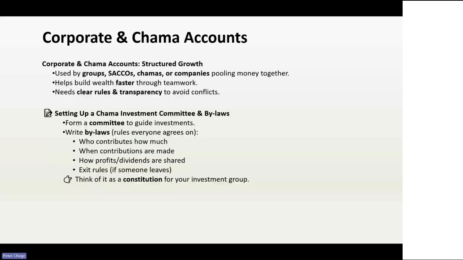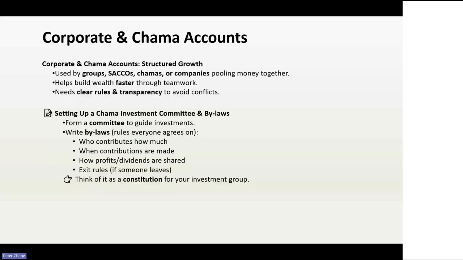Then you write the rules. These are rules that everyone has to agree on. One, who contributes how much? When contributions are made, because it's not a must we contribute on date 1. We can decide there are those people who contribute on the 1st, the others on the 15th, the others on the 20th, depending on when their salary comes in. Then how profits when you sell and dividends when you receive are shared, or whether you want to reinvest them.